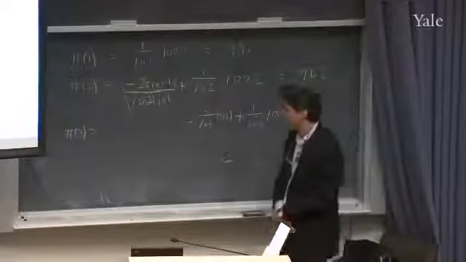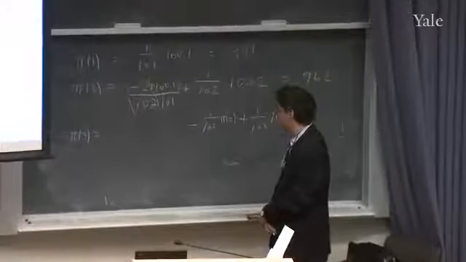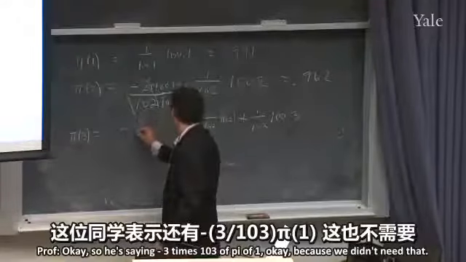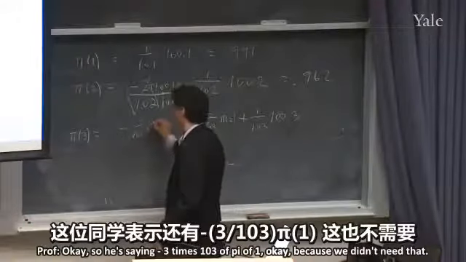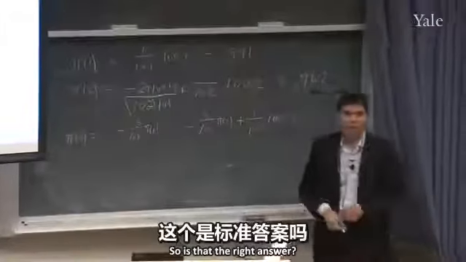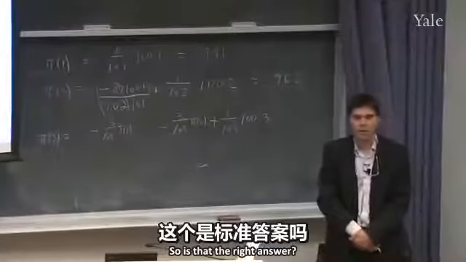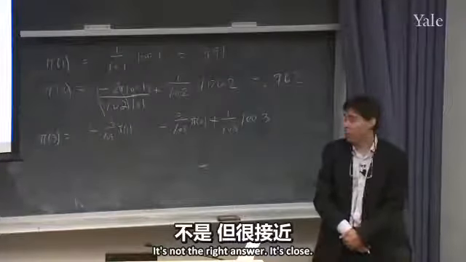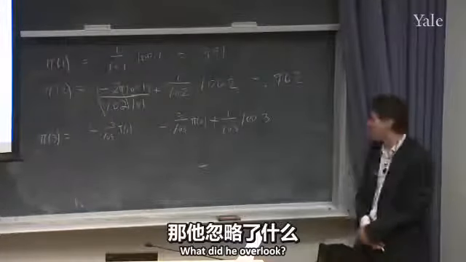Okay, so he's saying minus 3 over 103 of pi of 1. Okay, because we didn't need that. So is that the right answer? It's not the right answer, but it's close. So what did he overlook?